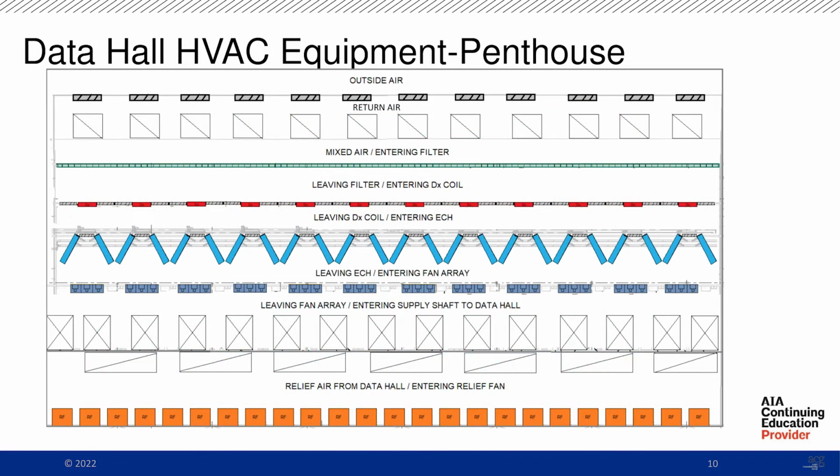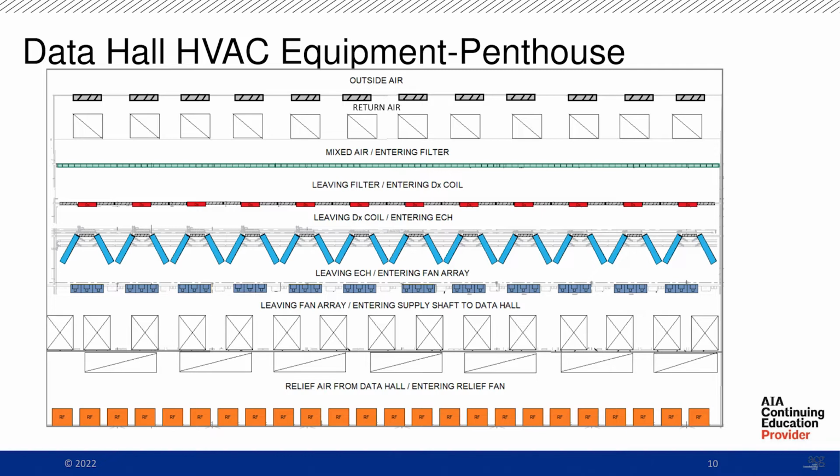All right, kind of a top view looking at it. We have outside air, so air is coming down toward you right now. This is the top view looking down. We have our outside air coming in. This is your mixed air. We have bagged filters right here. This is leaving the filter, going into a DX coil. Leaving this DX coil, going into our ECHs.